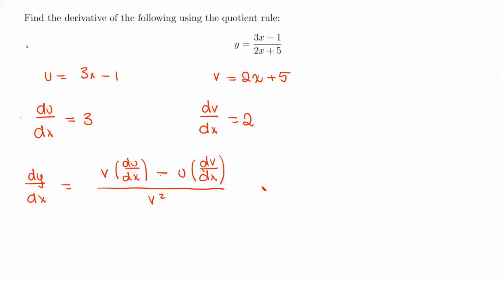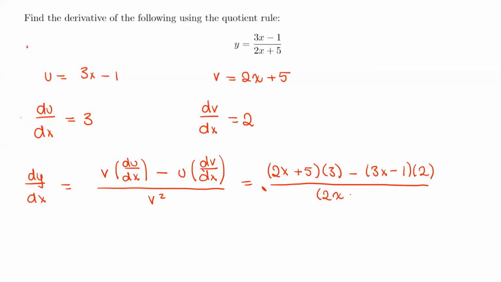So substituting everything in, we're going to get 2x plus 5, that's going to be v, multiplied by du dx, which is 3, minus u, which is 3x minus 1, multiplied by dv dx, which is 2, and all that over v squared. And it's really important, guys, that you remember your brackets here, because all of v is squared.